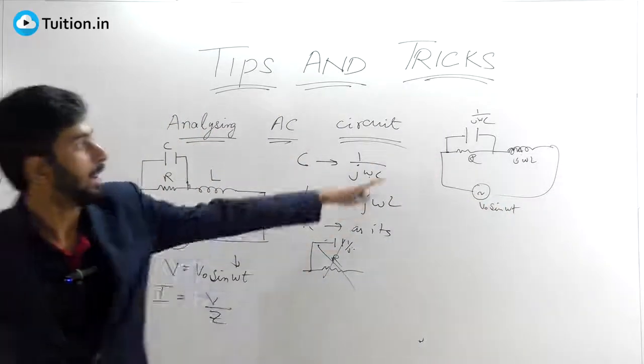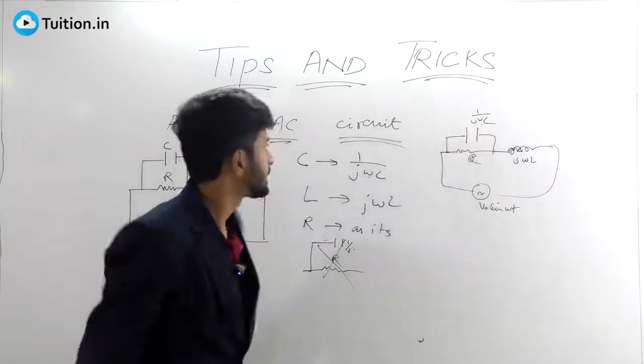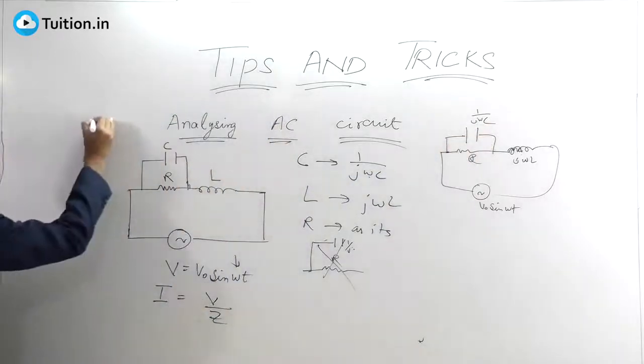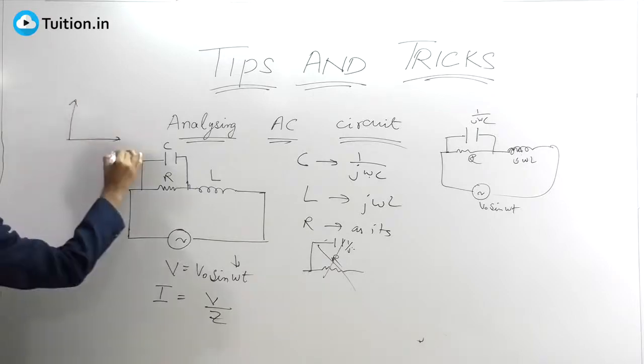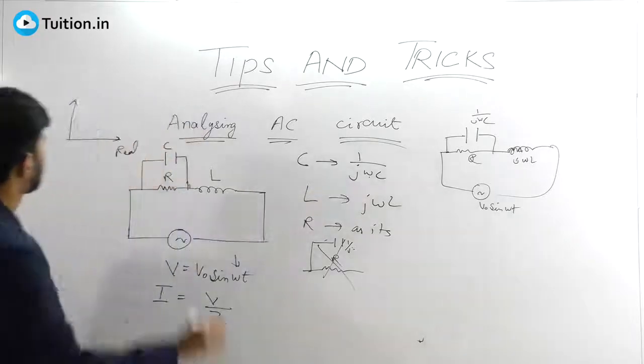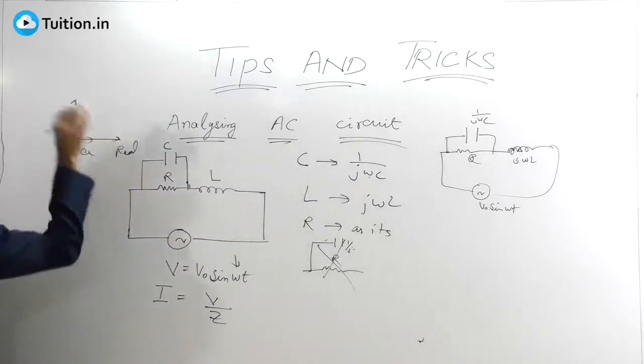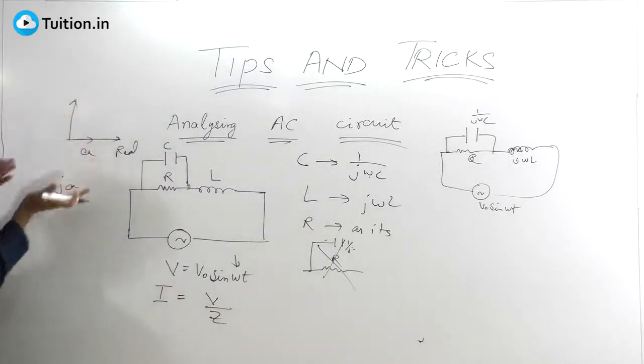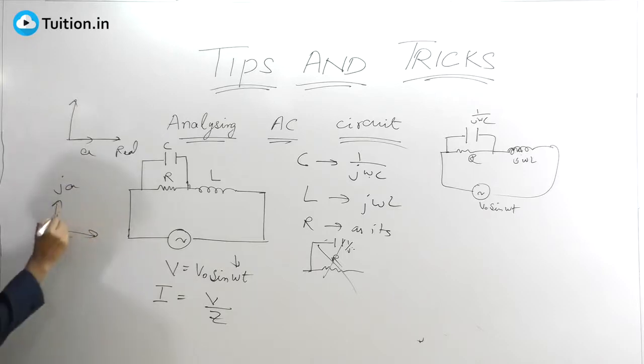Now, what do you mean by 1 by j omega C? Any quantity, if it's on the real axis, this is your real axis. Remember, they are all complex numbers. This j is nothing but your iota, right. Any real quantity, say A, if I say jA, that means I am shifting this quantity onto the y axis. So this is how my jA will look like, right.